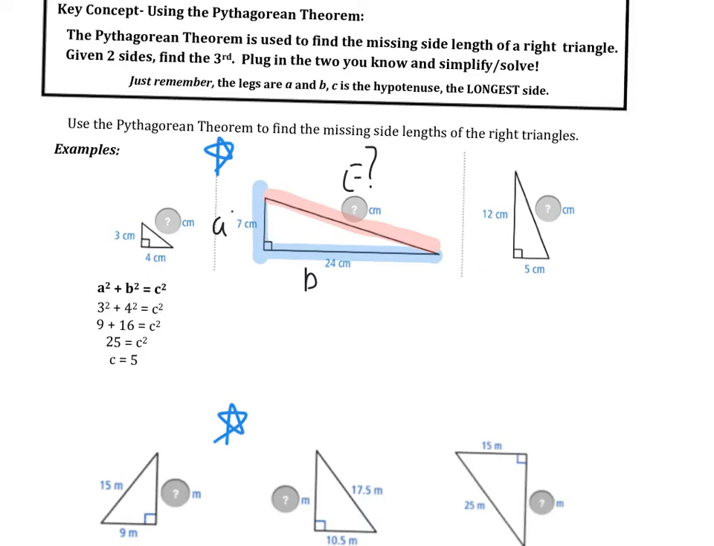So how are we going to do that? We're going to use the Pythagorean theorem. We know a squared plus b squared equals c squared. I'm going to plug in what I know. So 7 squared plus 24 squared equals c squared. Then you're going to get out your handy dandy calculator.